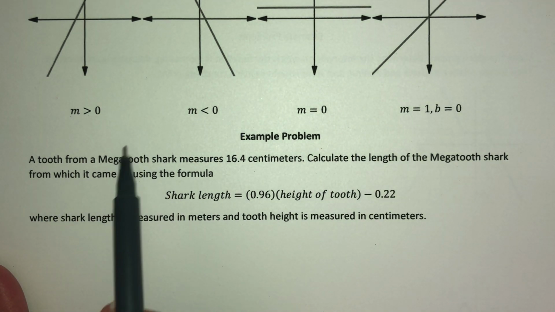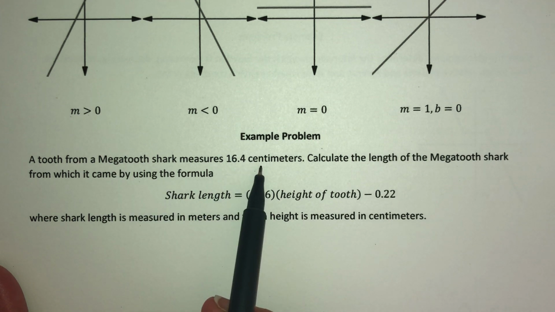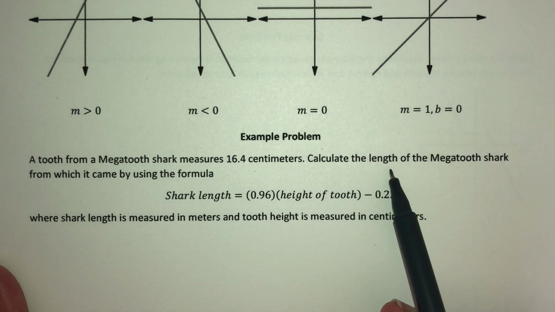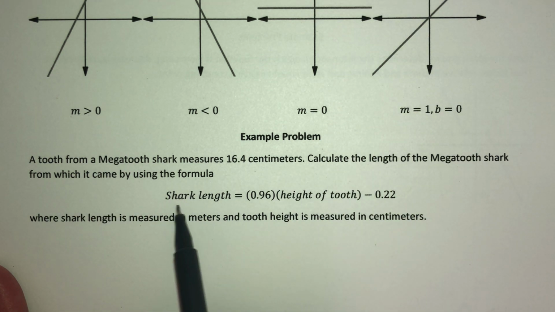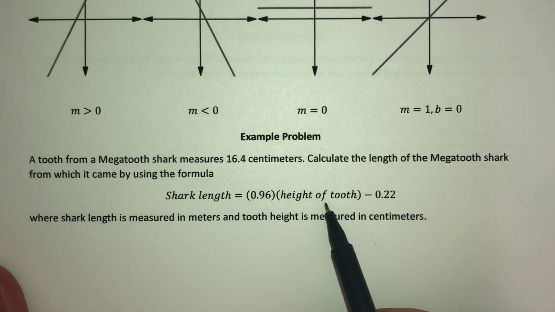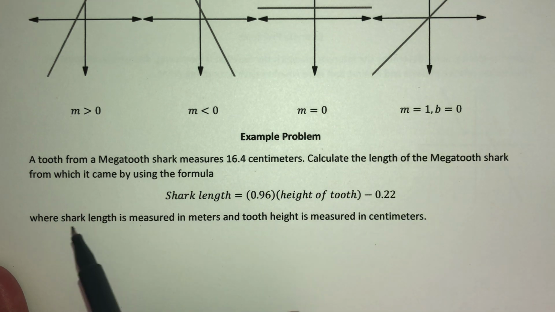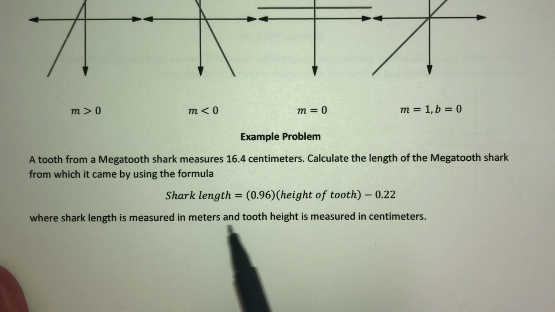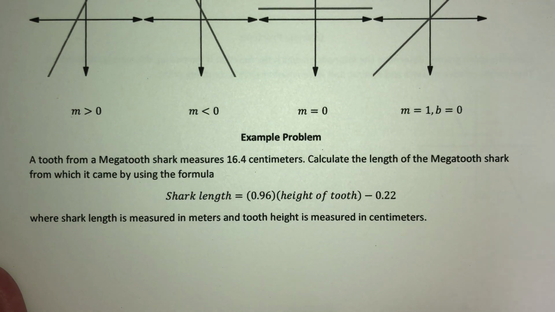A tooth from a megatooth shark measures 16.4 centimeters. Calculate the length of a megatooth shark from which it came by using the formula shark length is equal to 0.96 times the height of the tooth minus 0.22. And the shark length is in meters and the tooth height is in centimeters. So this is in centimeters, which means we don't have to do a unit conversion, which is always nice.